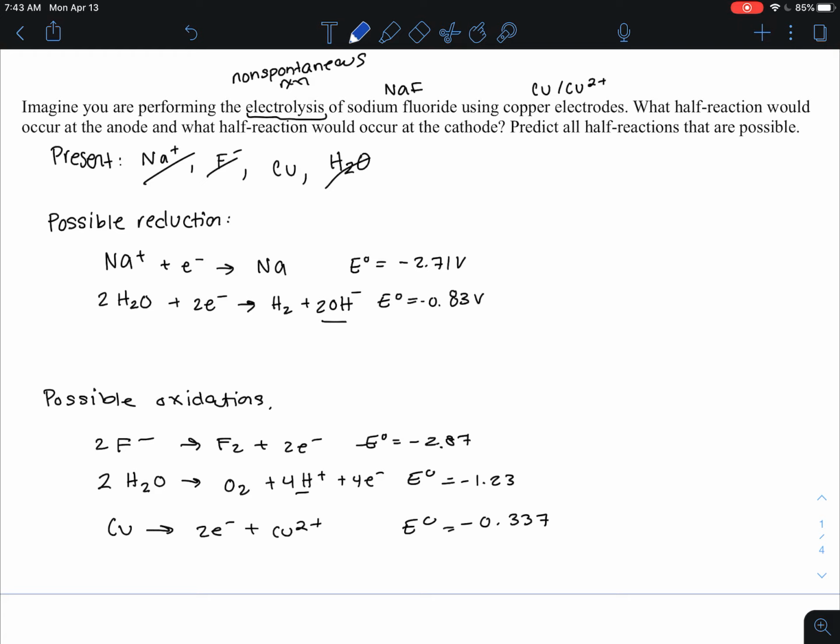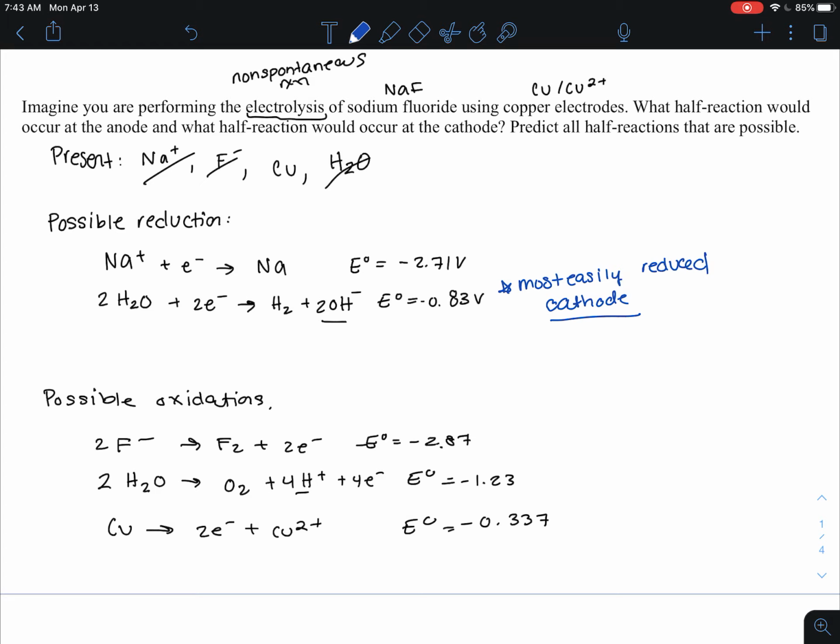So from the question earlier, we know the best oxidizing agent, the most easily reduced, has the highest reduction potential. So from all possible reductions, which one would be most easily reduced? Water. So water would exist at the cathode or the anode? Cathode, because it is reduction.